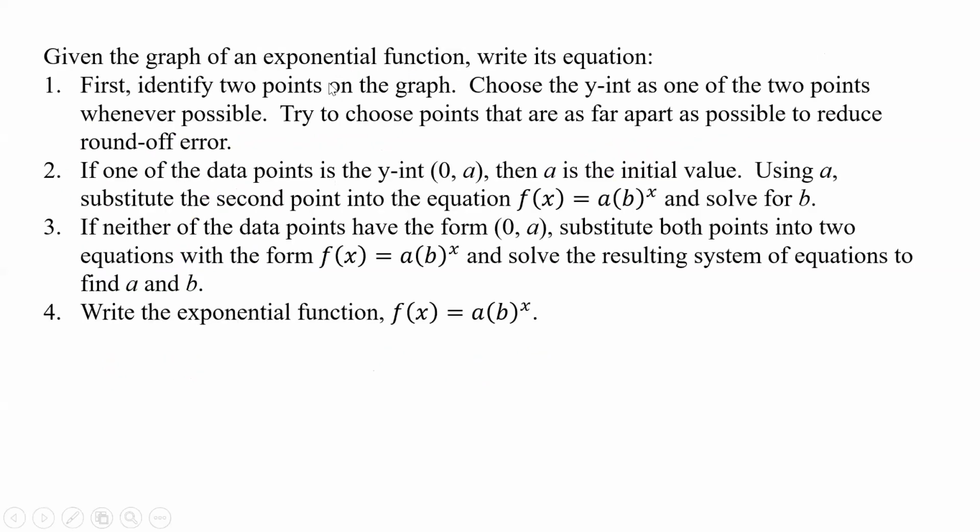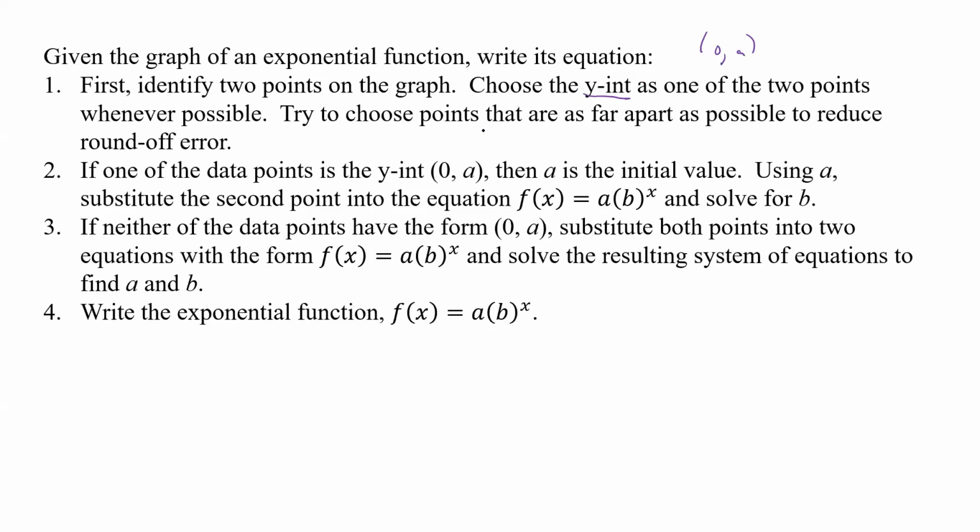What if we're given a graph of an exponential function? What do you do there? Well, that all depends on what the graph is giving you. So what we really want to do is identify 2 points on a graph. So first one we want to do is choose a y-intercept if at all possible, because that's going to be an easy one, because if you can, then you're going to have your 0, comma a. So that's going to be the easiest one to get if you can get one of those.